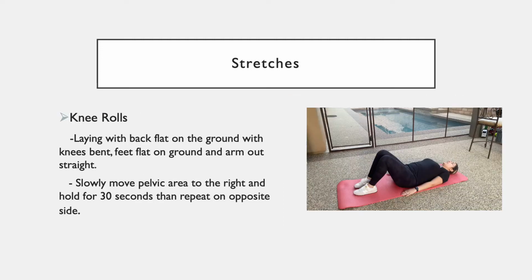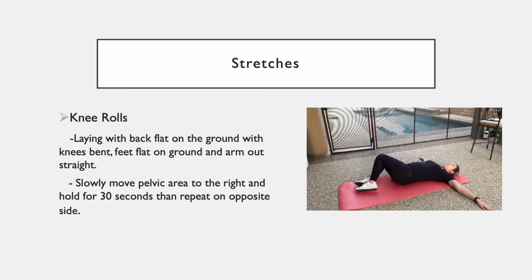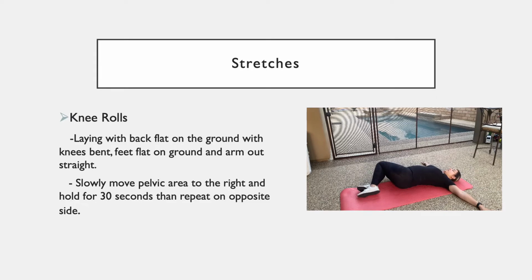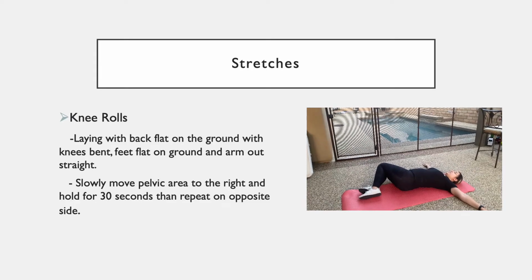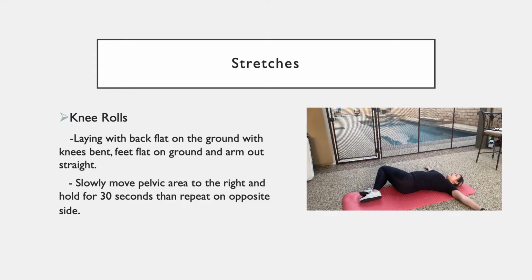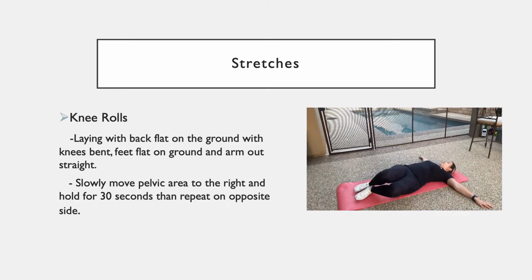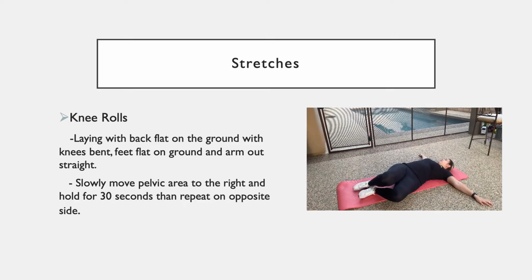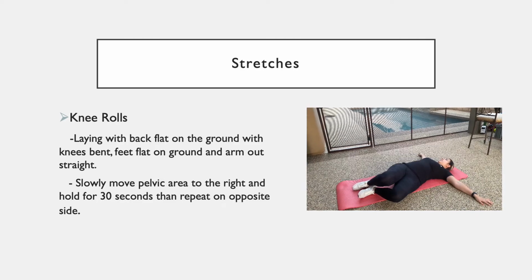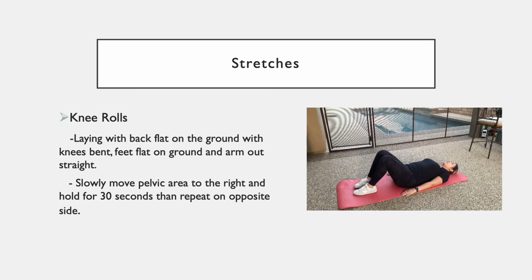Another stretch would be knee rolls. So you want to lay with your back flat on the ground with knees bent, and then you want your feet flat on the ground, and your arms are going to be straight out, and then you're going to slowly move that pelvic area to the right and hold for 30 seconds. Then you want to repeat on the other side.